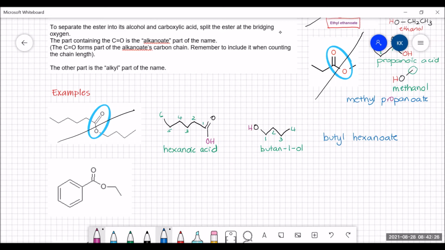All right, I want you to pause the video and try the next one. We'll be back in a sec with the answer. Okay, let's split that ester group down the middle and look at what we've got. We have a benzene ring with a carboxylic acid attached to it. Do you remember what we called that? We mentioned that earlier. That is benzoic acid.